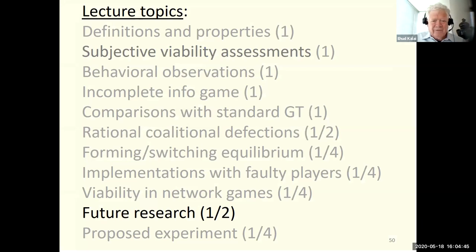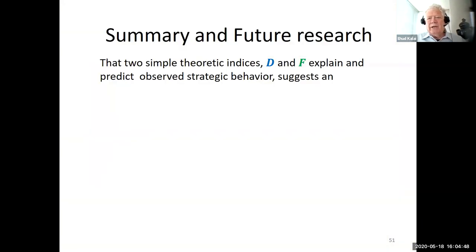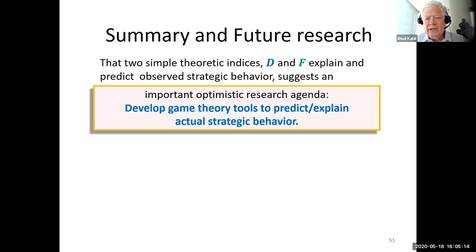Let me say a few words about future research and then I'll finish. Okay, so first, one message I'm taking from this, and I hope to encourage others, is that I went through two very simple theoretical indices, D and F, and convinced myself and hopefully you that these two simple indices play an important role in predicting observed strategic behavior. To me, this suggests that we can have an optimistic research agenda to develop game theory tools to predict and explain actual strategic behavior. We just have to put our minds to it.